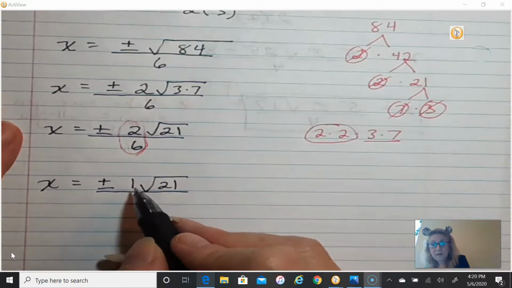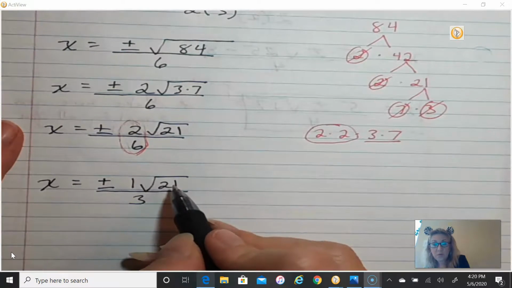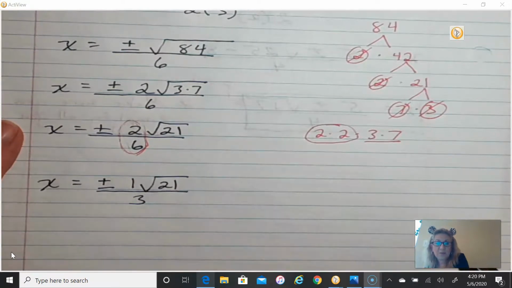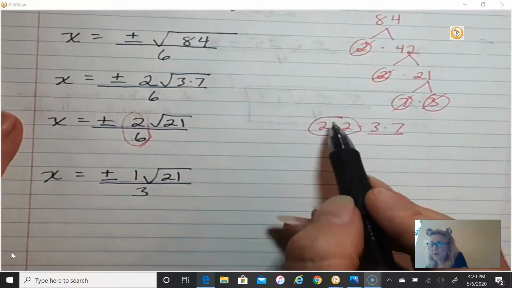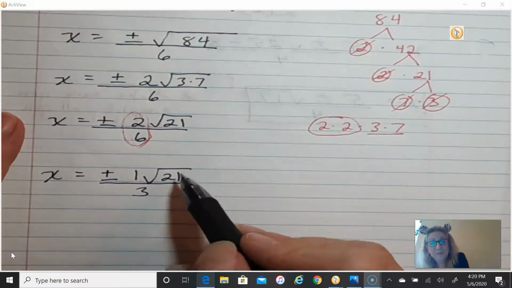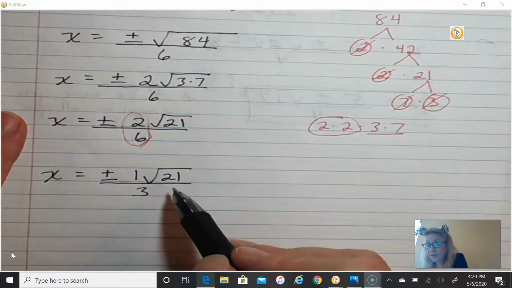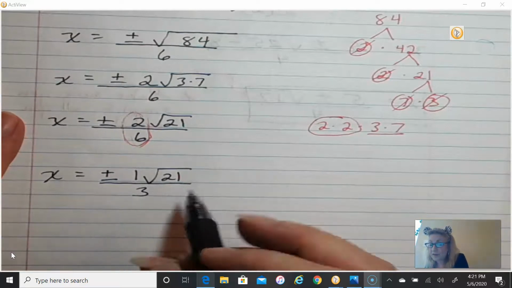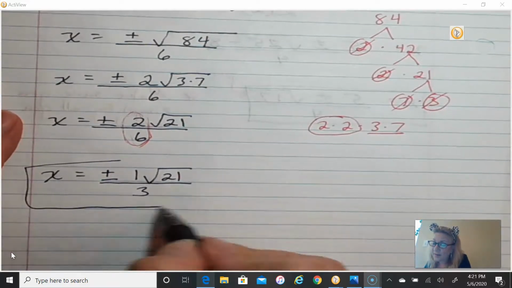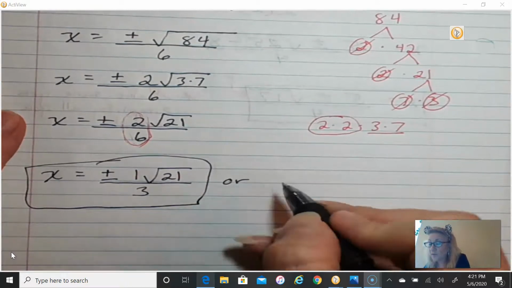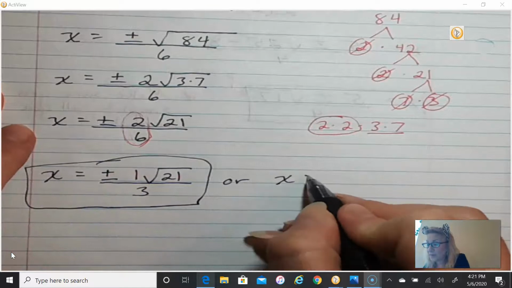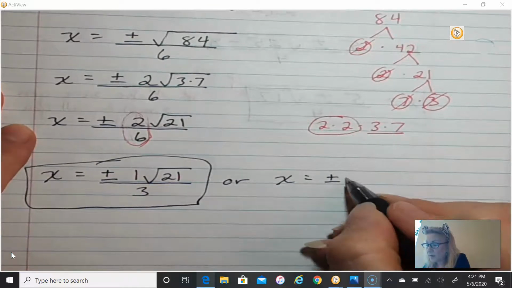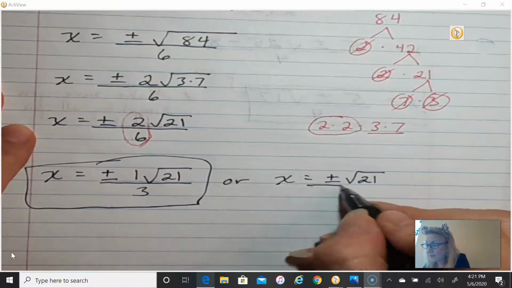No, we don't. But this 21, can we simplify it any further? No, it's just 3 times 7. That's it. There's no pairs, there's no nothing. So this is simplified as far as it can go. So guys, this is your answer. Now, I can say that this is my answer, or for those of you that understand that that 1 doesn't have to be there, you can have it written like this.